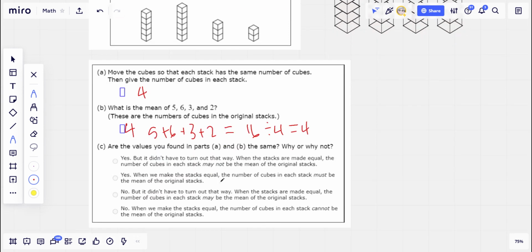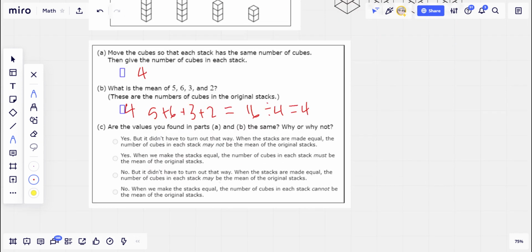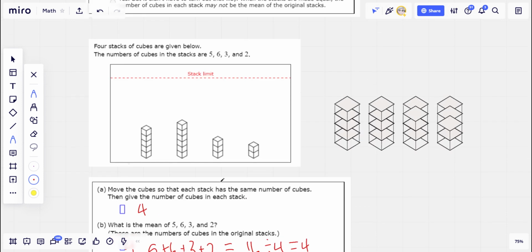And then C, are the values you found the same? Yes, they have to be. So let's find that one. This first one says yes, but it didn't have to turn out that way. The second one says yes, the number of cubes in each stack must be the mean. So that's the one we're going for in C. So that is a little bit of work with using this model to find the mean of a set of numbers.